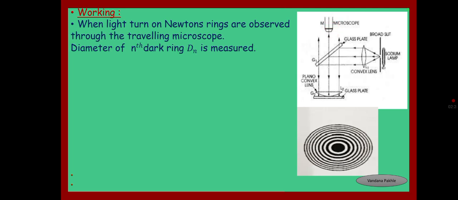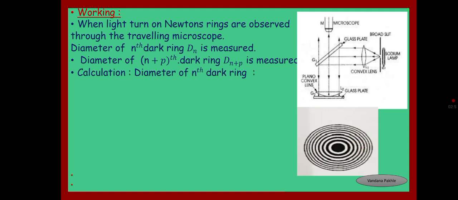To measure the wavelength of light, two rings are selected for observation. Dn and Dn plus p are the diameters. Here two rings are selected. The ring which is near to this dark point is called Dn, and the ring which is far from this dark point is Dn plus p. For example, if n is 2, then n plus p can be 5, 6, 7, any number. Here the diameters of both these rings are measured with the help of the scale on the travelling microscope.